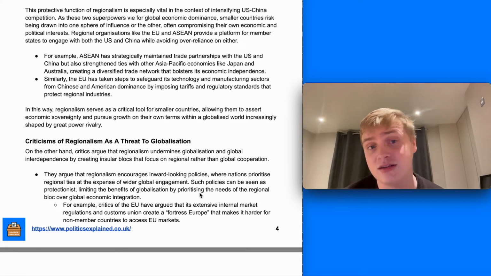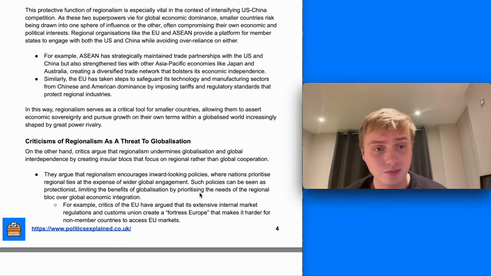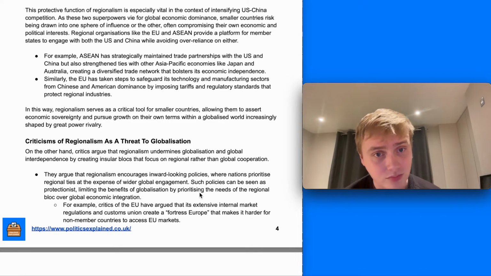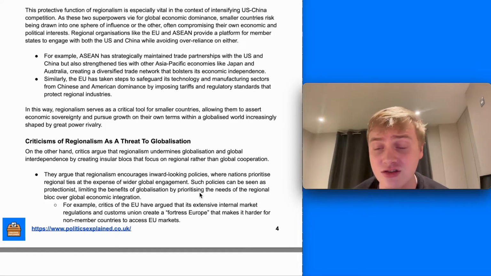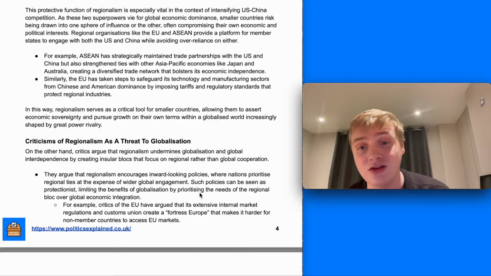For example, ASEAN has maintained strategic trade partnerships with both the US and China, but also strengthened ties with other Asia-Pacific economies. Whilst the EU has taken steps to safeguard its technology and manufacturing sectors from Chinese and American dominance by imposing tariffs and regulatory standards that almost certainly wouldn't have been done by individual member states within the European Union, because they have a lot less power and would have a lot more to lose from that.